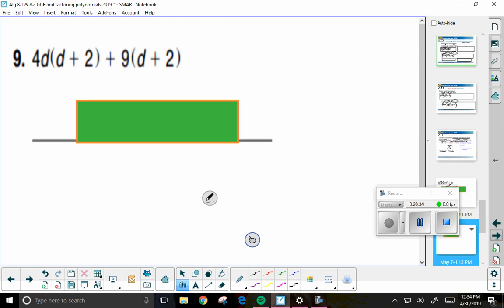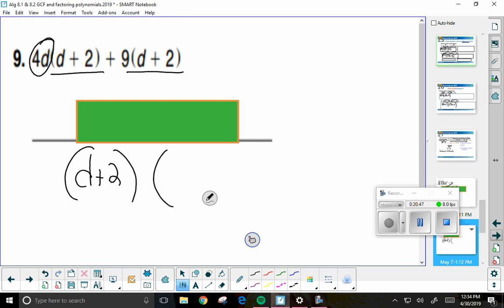Okay, this is just like one of the ones we just looked at. Here is a common binomial. So we're going to pull out d plus 2, and then we multiply that by this coefficient and that, 4d plus 9.